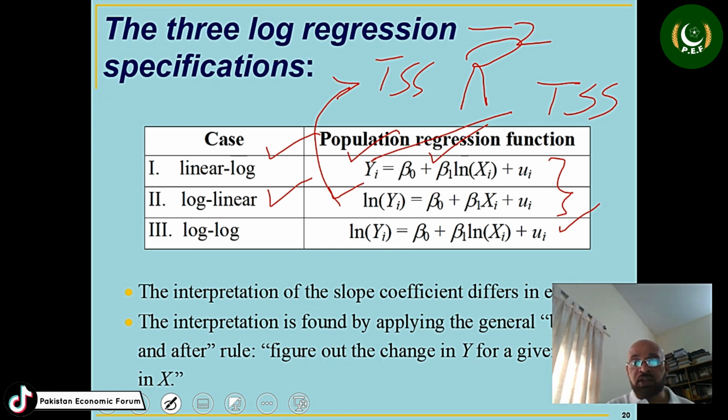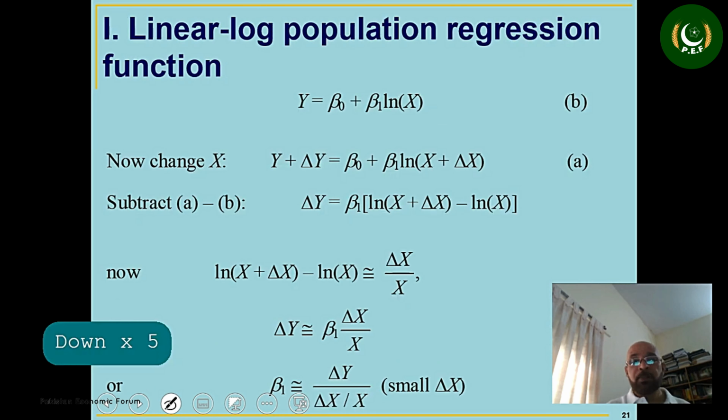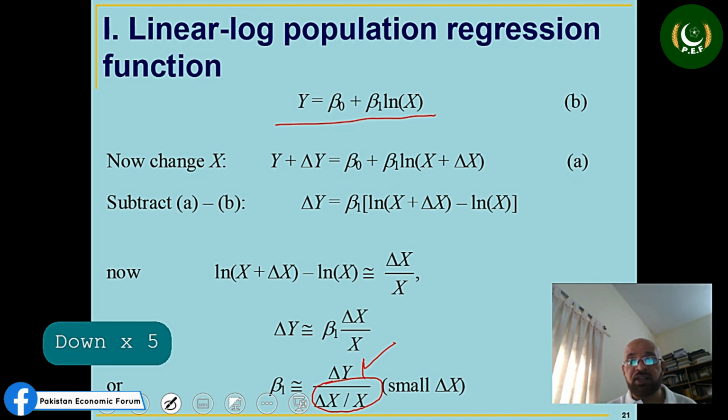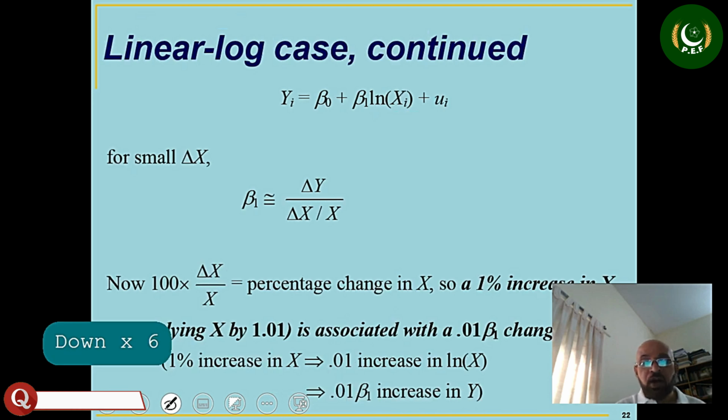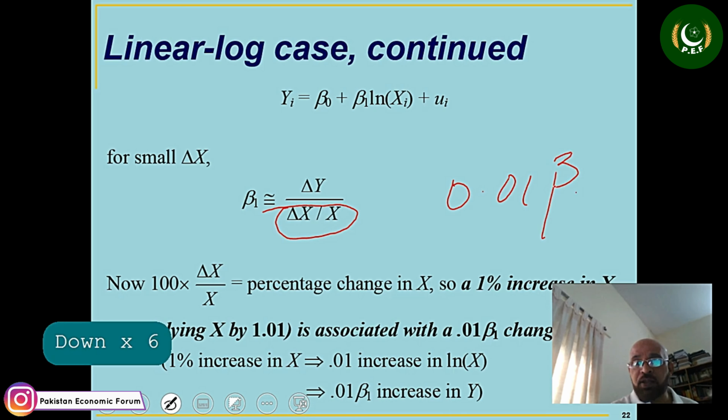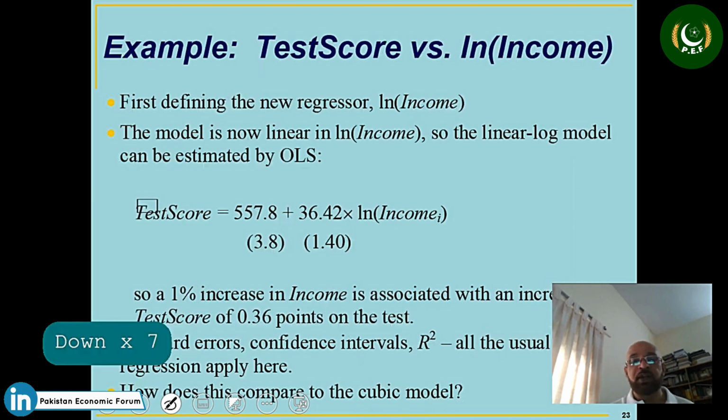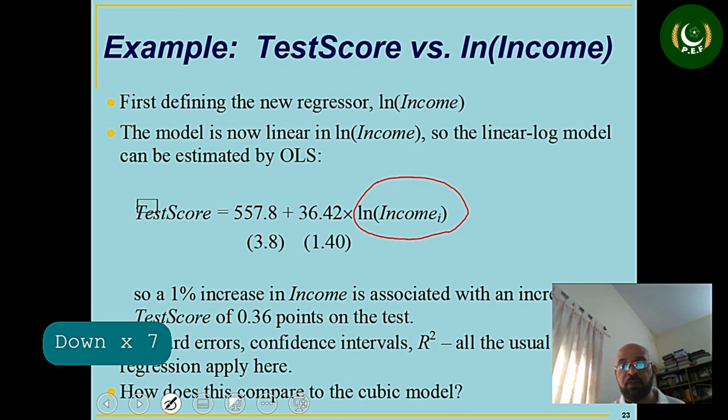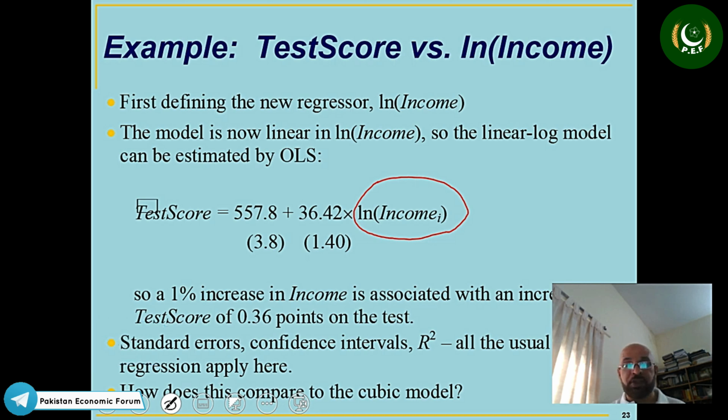Here this one is your log, and this is called elasticity. So in the first case, the interpretation is the change in y due to a percentage change in x. What do we say? That if there is a 1% change in x, there will be 0.01 beta 1 change in y. That's how we interpret. And similarly, for example, here what do we say? That if income increases by 1%, the test score will improve by 0.36 points.